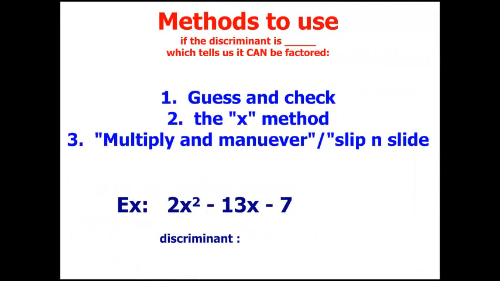Okay, so the methods to use: if the discriminant is a perfect square, then we know that it can be factored. So we have 3 different methods that we can use. We have guess and check, which many of you will be fond of and some of you will despise. So we have 2 other methods you can fall back on. We have the X method, and we have the multiply and maneuver, or people call it slip and slide. Okay? In order to do that, let's first take a look at guess and check.